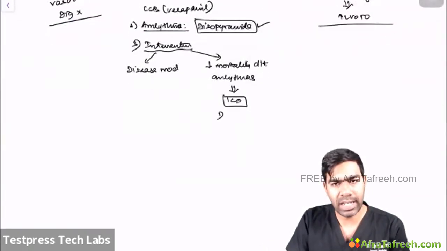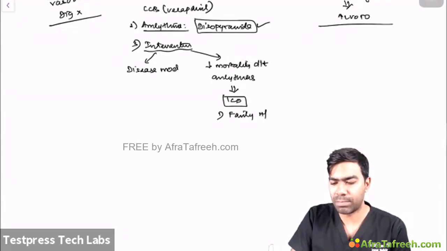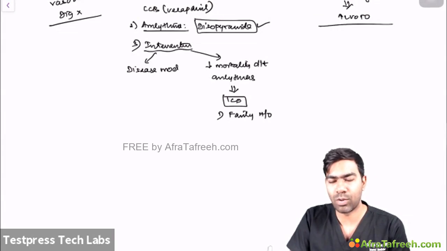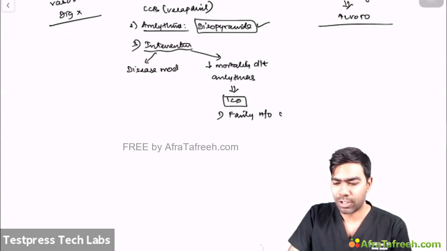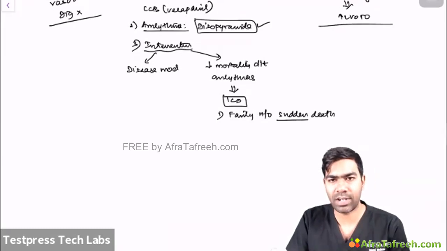And there are some indications for implantable cardioverter defibrillator in this condition. So the two most important things are family history of sudden death. Already some sibling would have died because of this, and you don't want to have one more death in the family. So any family history of death or sudden death or any death due to HOCM is a definite indication for implantation of ICD.